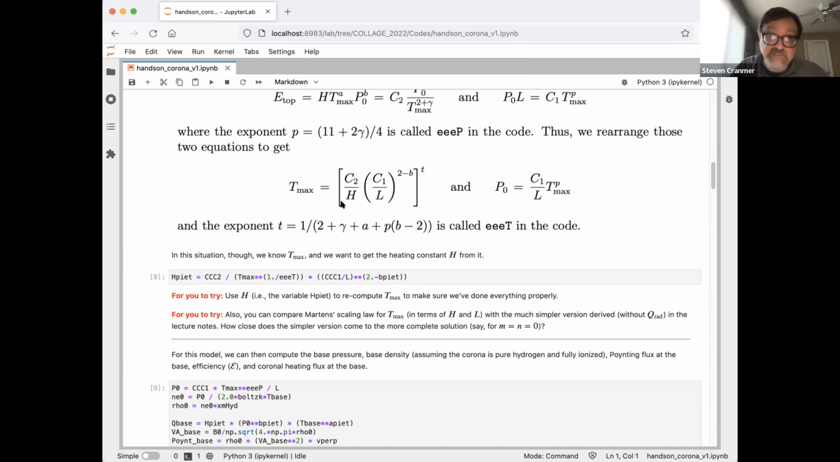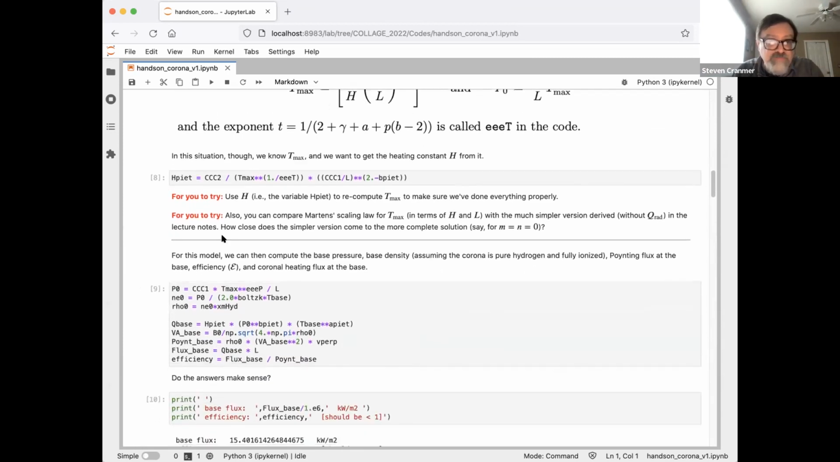And we can also, by the way, take this and compare it with that simpler version that we looked at about half an hour ago without the QRAD term, and see how the constants compare to one another. But what we really want to do is now examine this heating rate that we've defined. So we can figure out the base pressure, convert that into a density and a mass density, just assuming pure hydrogen ionized gas. And then we can use those to go back into these basic equations for the heating rate, the Martens version of it.